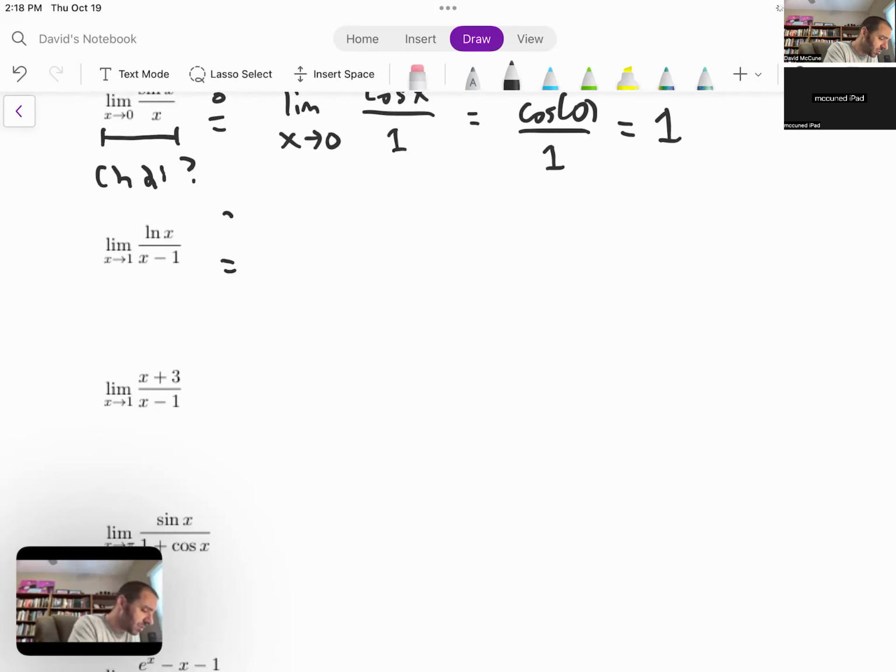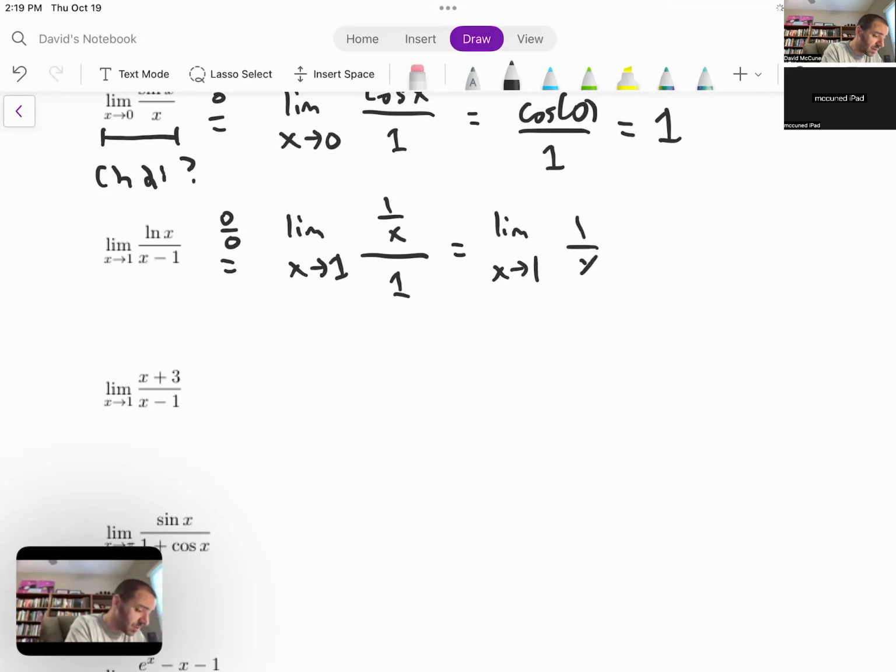We already said this was 0 over 0. Okay, so now let's do L'Hopital's rule. I take derivative of top and bottom. The derivative of natural log is 1 over x. The derivative of x minus 1 is just 1. So you can simplify this if you feel like, but I'm just doing that. And now if we were in chapter 2, you would just plug in 1 for x. And once again, you get an answer of 1. 1 divided by 1 is 1.